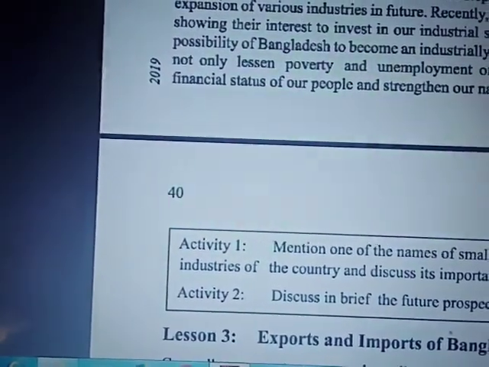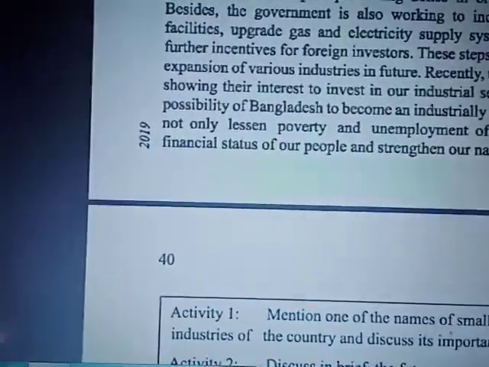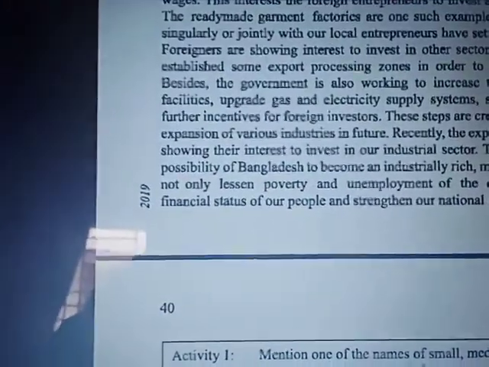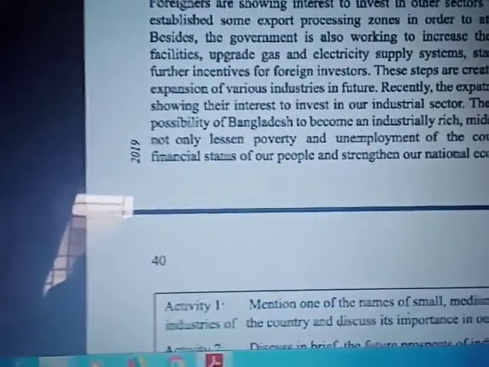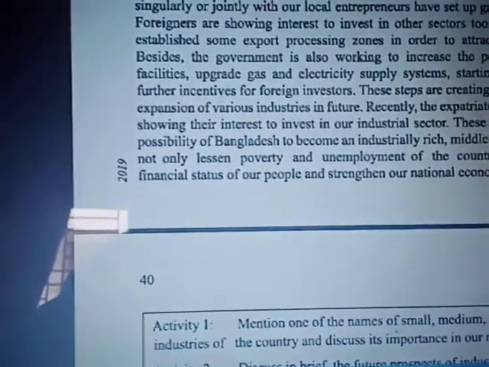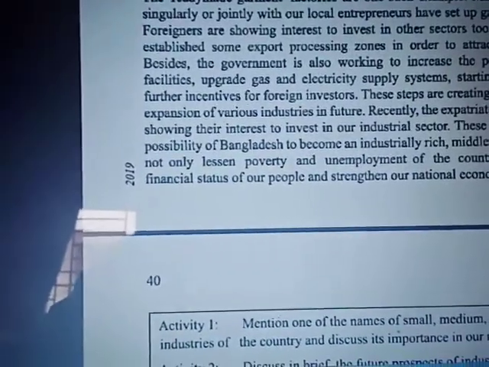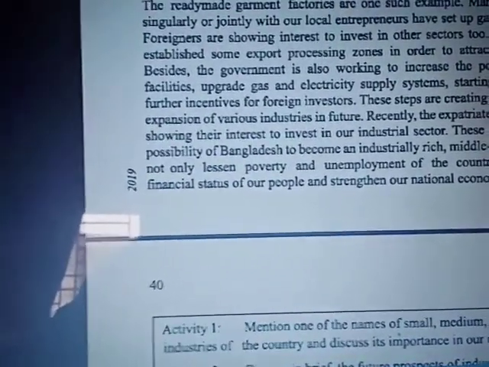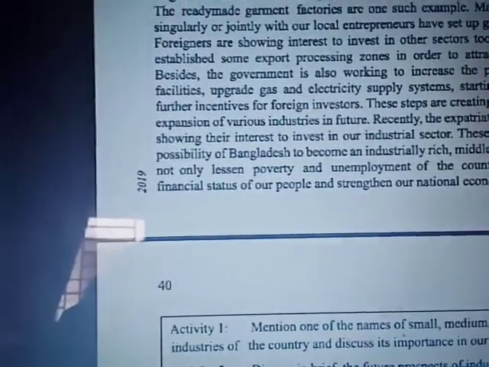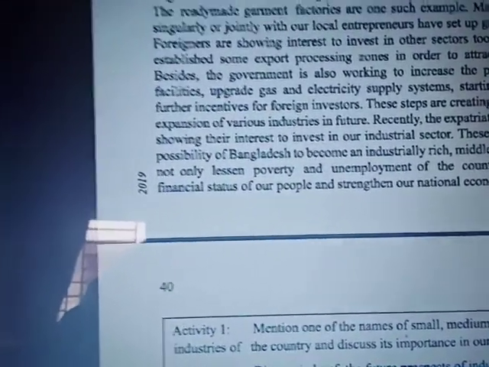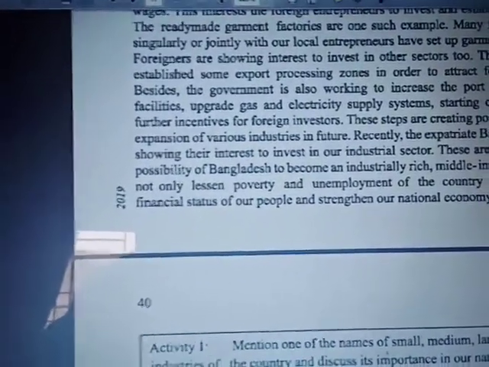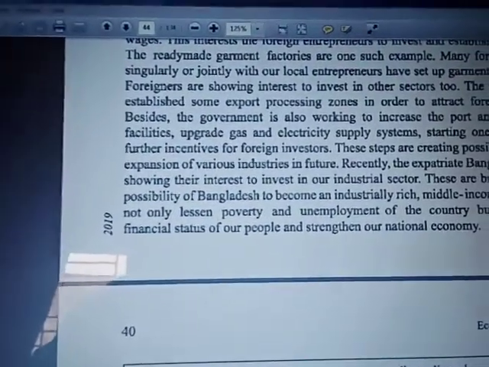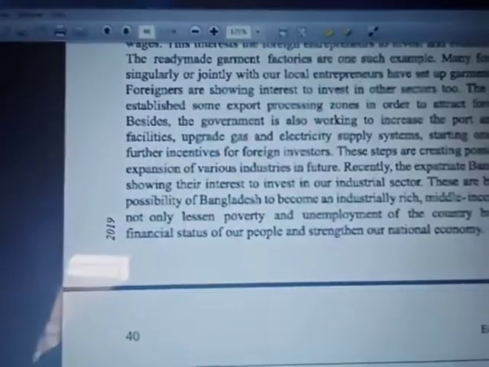If you visit the export processing zone, you will see many facilities for workers. At first they take tea and coffee when they enter the factories in EPZ, and their salary is high, and potential health care is available. These steps are creating possibilities of further expansion of various industries in future.